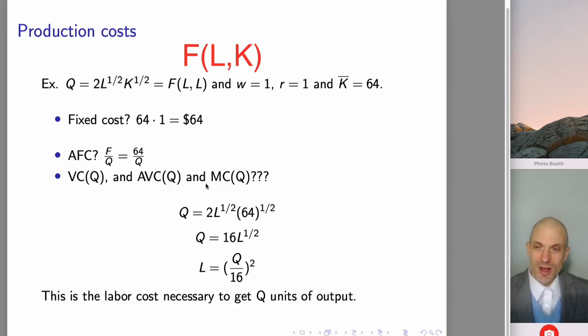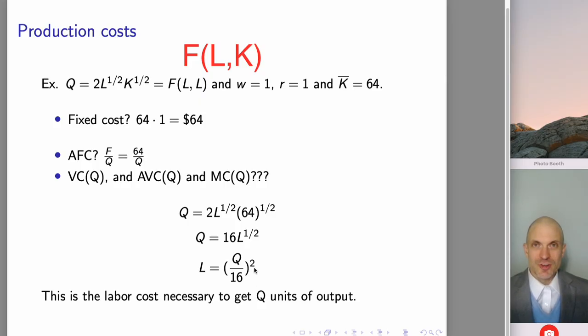What about variable cost, average variable cost, and marginal cost? Well, to do this, let's go to our short-run world, because these are short-run costs. And so let's fix capital at 64. That's nice because the square root of 64 is just 8 times 2 is 16. So Q is going to be 16 times the square root of labor. Great. If I solve this for labor, this gives me labor in terms of quantity.